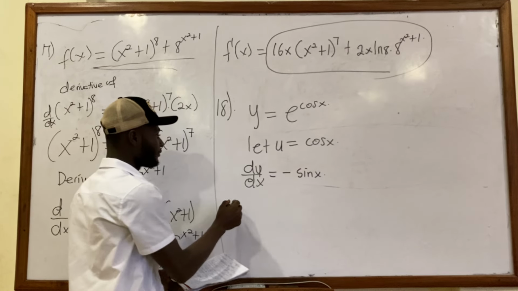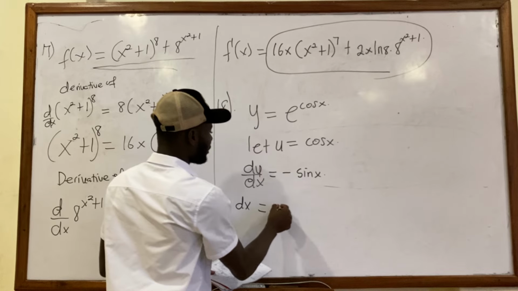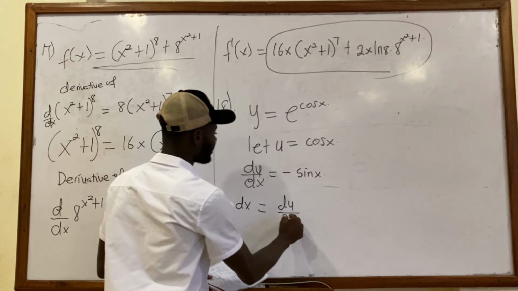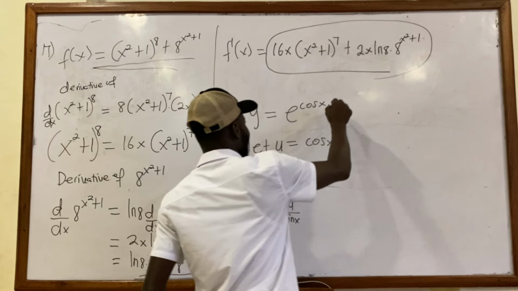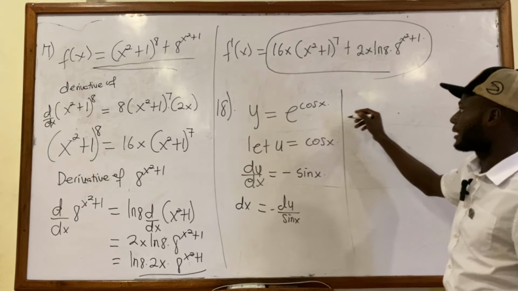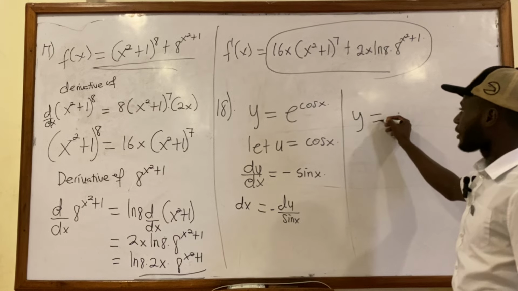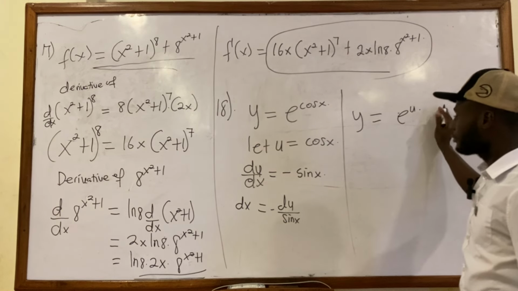When you make dx the subject, you are going to have dx equal to du over negative sin x. So now let's substitute u in place of cos x. So we have y equal to e to the power u.